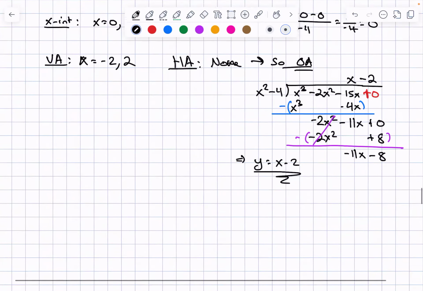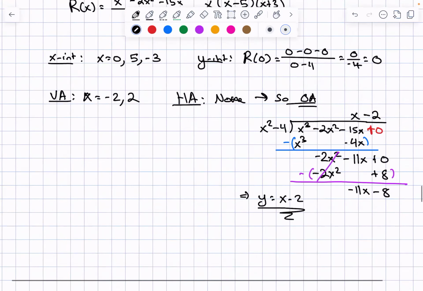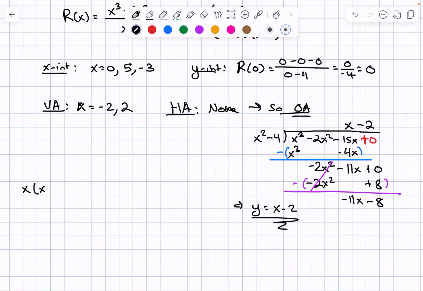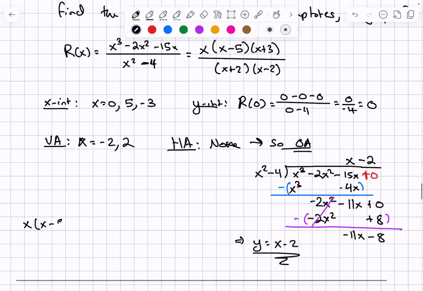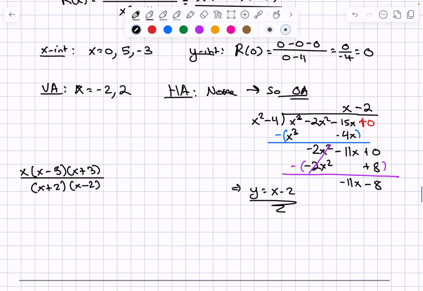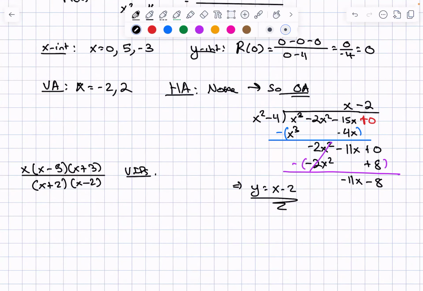Now, with that all taken care of, we have everything we need to graph it. Well, not everything. We can plot a few points, and that's the way we have initially learned it. But what I would prefer to do is to make a sign chart to figure it out. So, if I look back at x times x minus 5 times x plus 3 over x plus 2 times x minus 2, the VIPs would be x equals 0, 5, -3, -2, and +2.